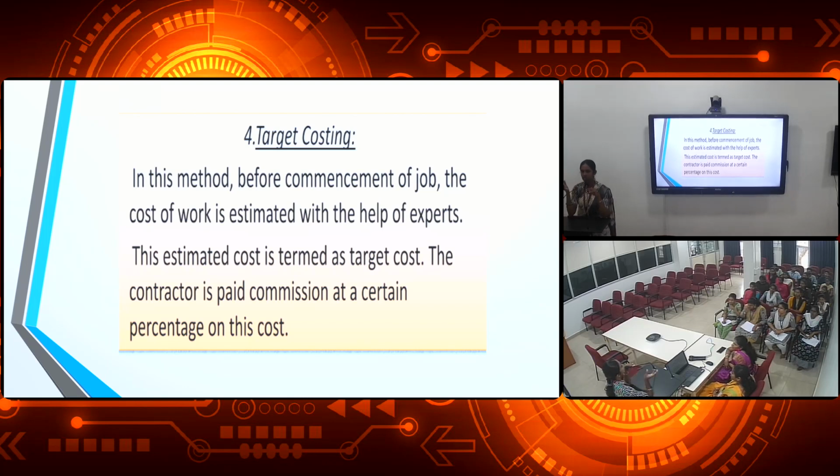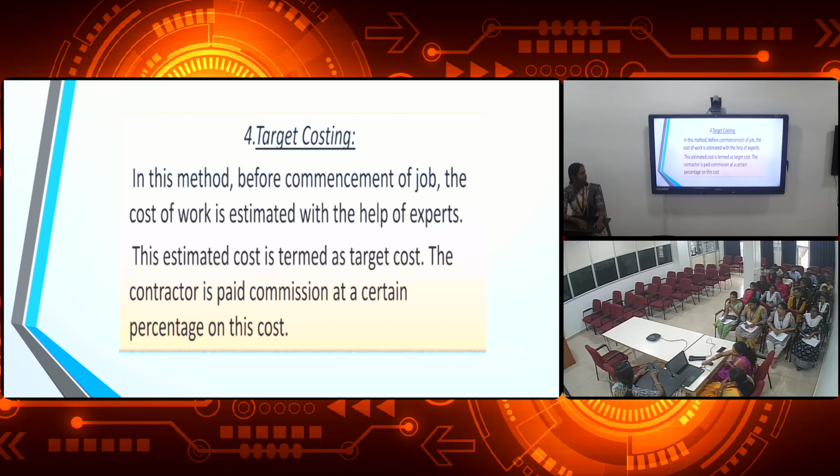In the initial stage, we will be releasing a particular amount. After the completion, we will be releasing the balance amount. So that is the concept in target costing. In contract costing, we may give the entire amount in the initial stage itself or in the ending stage. But in target costing, it will be different. We'll be releasing the money in the initial stage and the balance amount in the final stage.